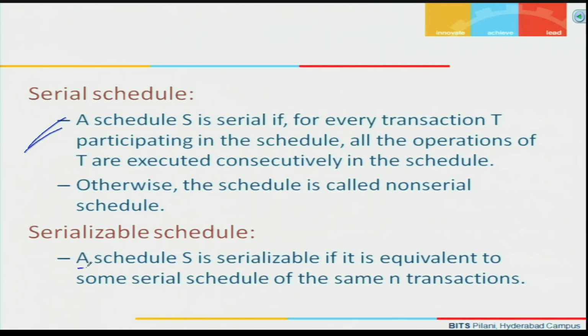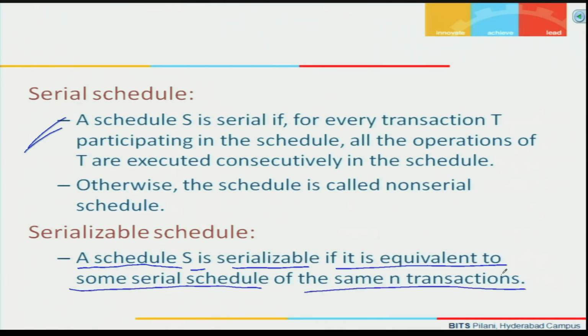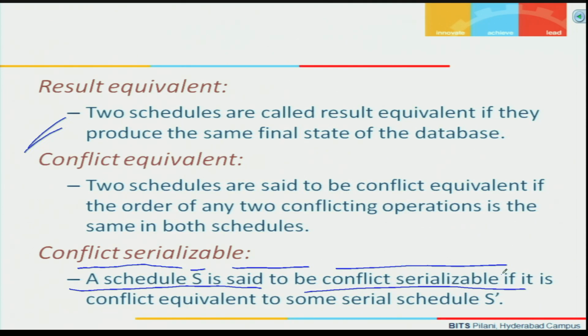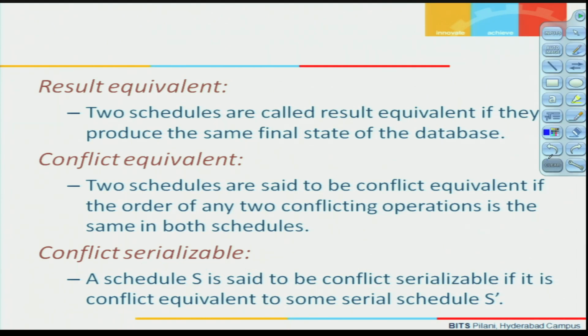Serializable schedule. A schedule S is serializable if it is equivalent to some serial schedule of the same transactions. Hence, a serial schedule is not the same as a serializable schedule, but the result of a serial schedule is the same as a serializable schedule. That is a very, very important point to be noted. Two schedules are called result equivalent if they produce the same final state of the database.